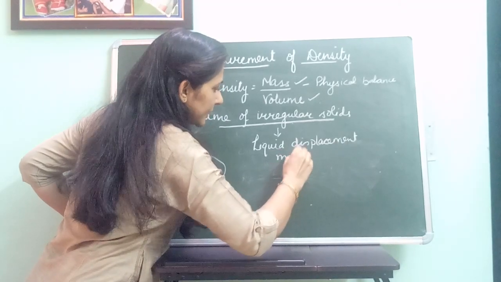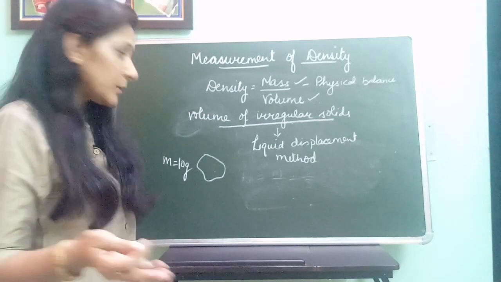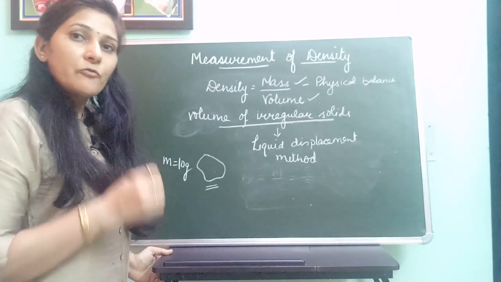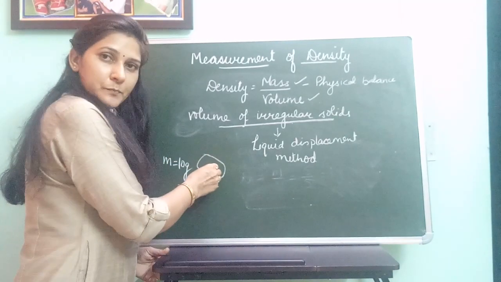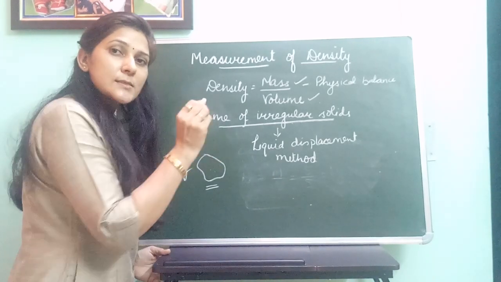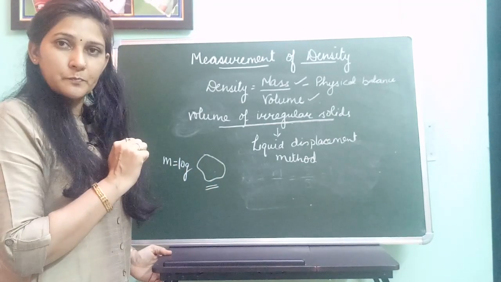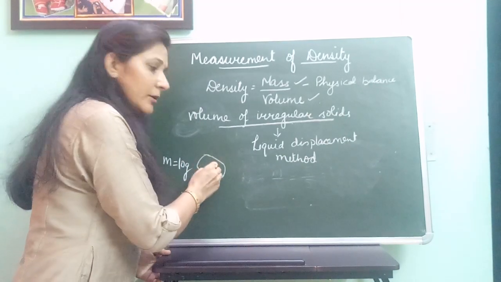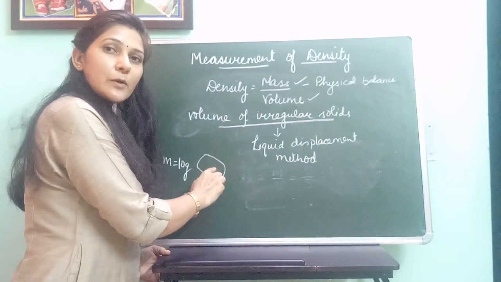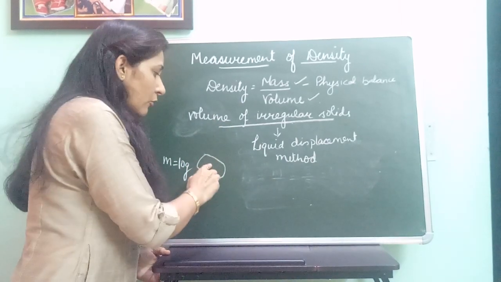As the name suggests, liquid is displaced, but with the help of what? With the help of this irregular shaped substance which is given to us. Whenever we put any solid into a liquid, this solid is able to displace a certain amount of liquid which is equal to its own volume. I am again saying, whenever we put any solid into a liquid, it displaces a certain amount of liquid equal to its own volume.